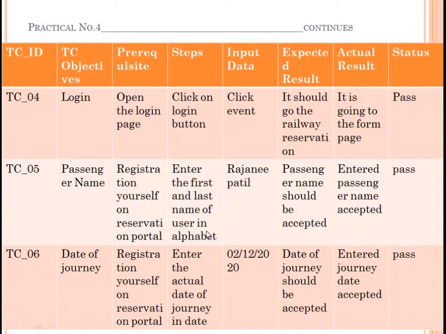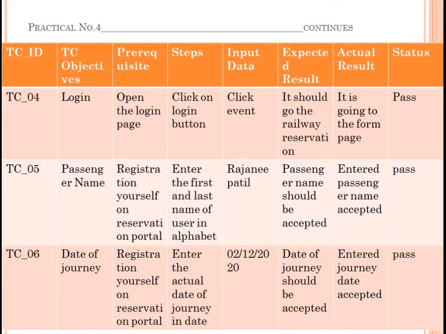Here the prerequisite is to register yourself on the reservation portal. The step is to enter the actual date of the journey in the date field. If the current date is, suppose, 2/11/2020, the date should be one of the next dates.